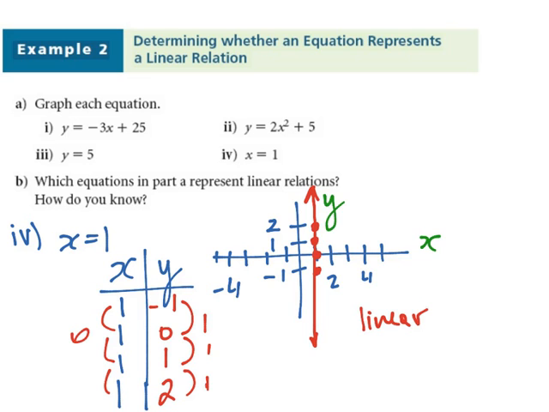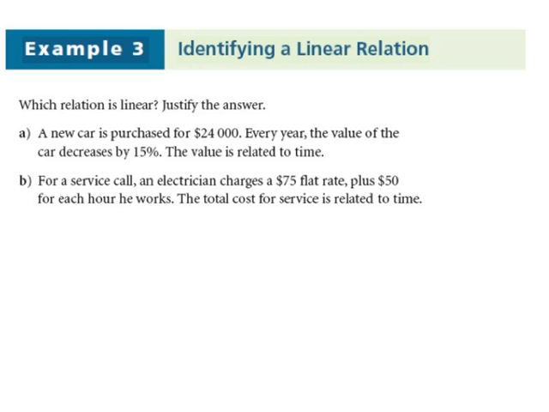Let's take a look at another example. We can identify a linear relation. So which relation is linear? Justify the answer. Instead of having graphs, equations, or table values, now we have more or less real life scenarios. A new car is purchased for $24,000. Every year, the value of the car decreases by 15% from the original. The value is related to time. Is this a linear relation?